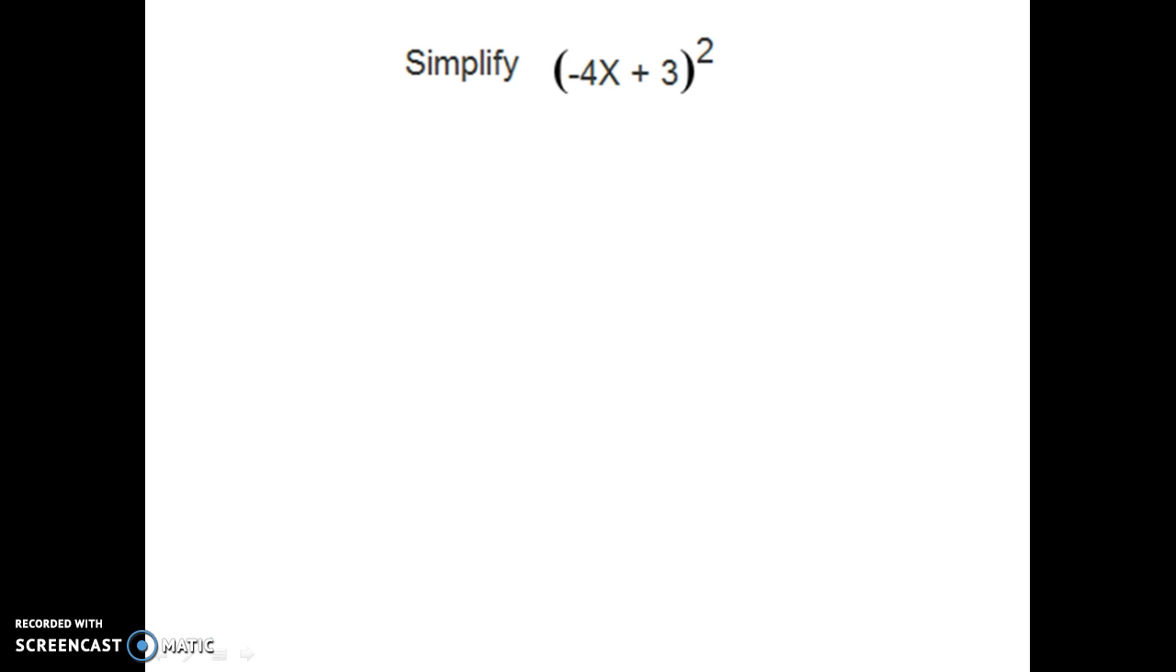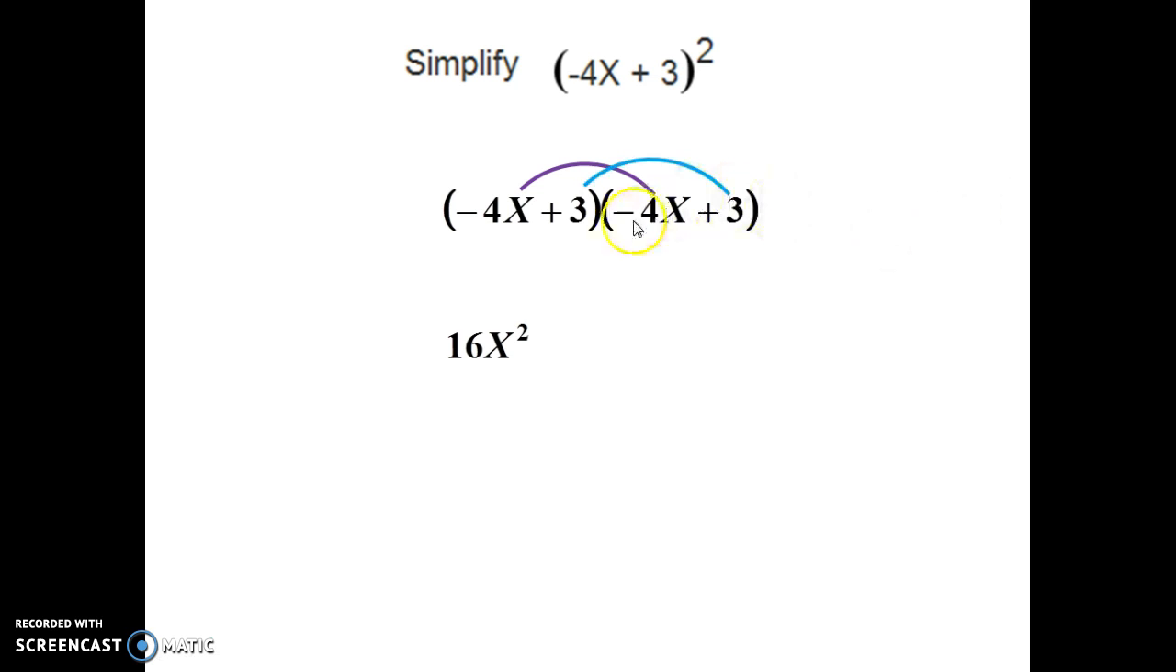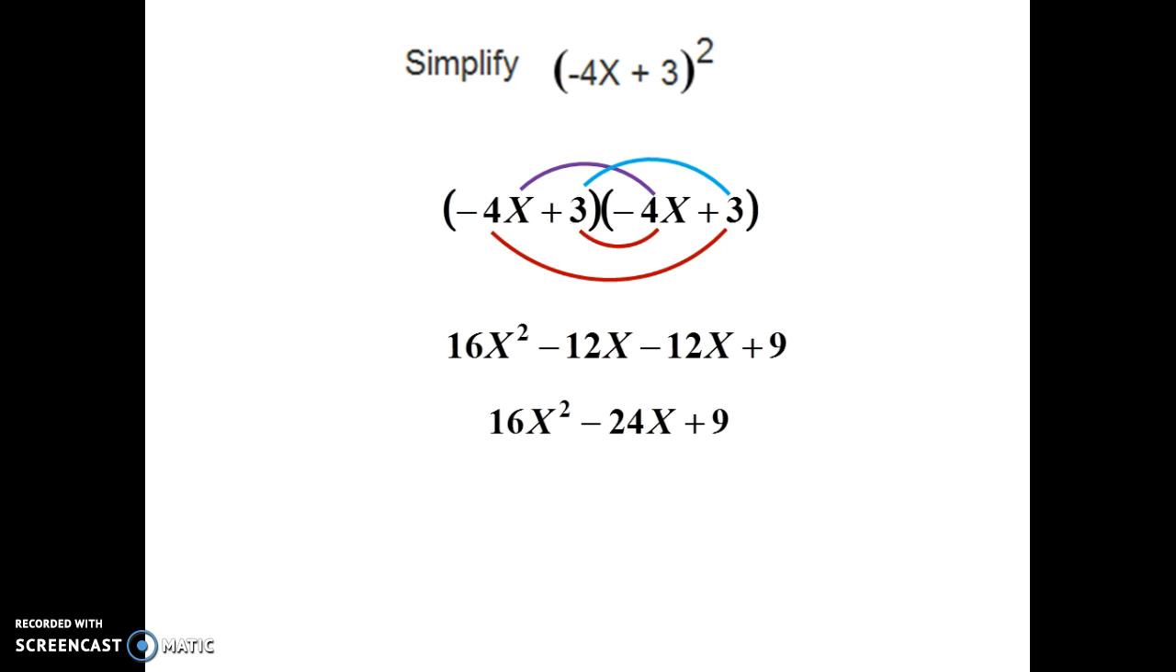Another example here, we have the quantity negative 4x plus 3 being squared. Remember, anytime we square something, we can just write that out as whatever we're squaring times itself. So here we can then use the same approach that we've used thus far. Negative 4x times negative 4x is a positive 16x squared. Positive 3 times positive 3 is positive 9. Negative 4x times positive 3 is negative 12x. And positive 3 times negative 4x is also negative 12x. So here we get a final answer when we simplify by combining those middle terms of 16x squared minus 24x plus 9.